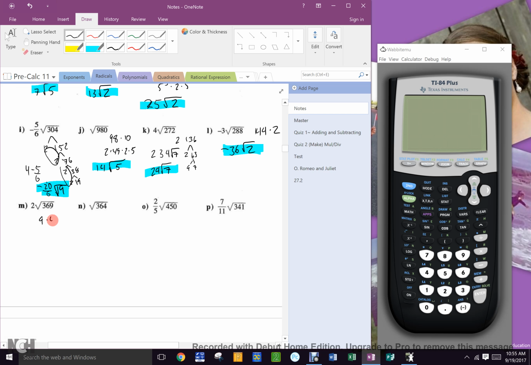That is 9 times 41. Out comes the 3, 6 root 41. That is going to be 4 times 91. It's going to be 2 root 91.